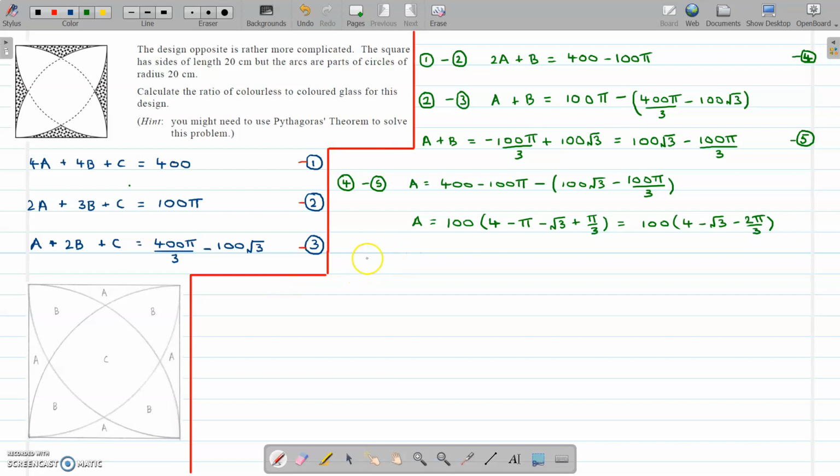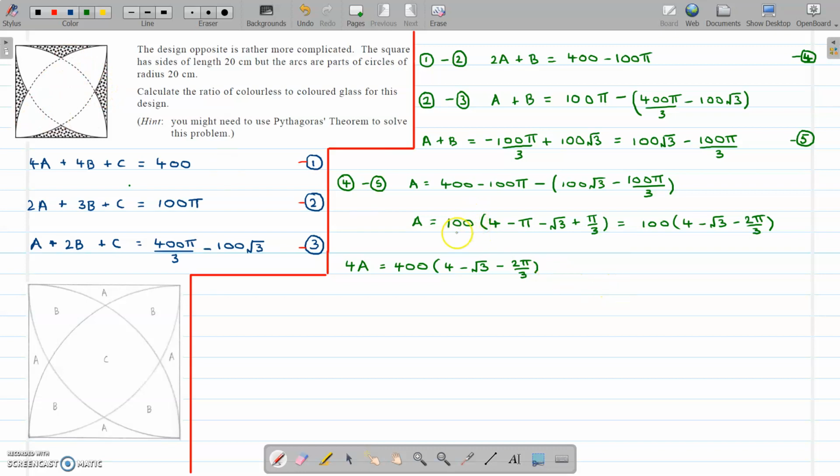So therefore, the total shaded area is 4A. Okay, well 4A is just simply going to be 4 of those. So instead of 100 times that bracket, it's just going to be 400 times the same bracket. Okay, so it's 400 times (4 minus root 3 minus 2 pi over 3). And that's going to be the area of all four of those shaded parts.